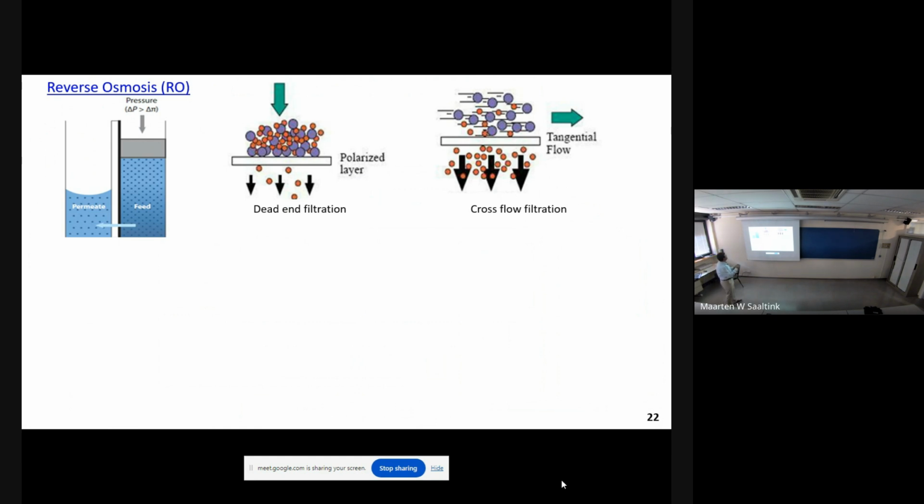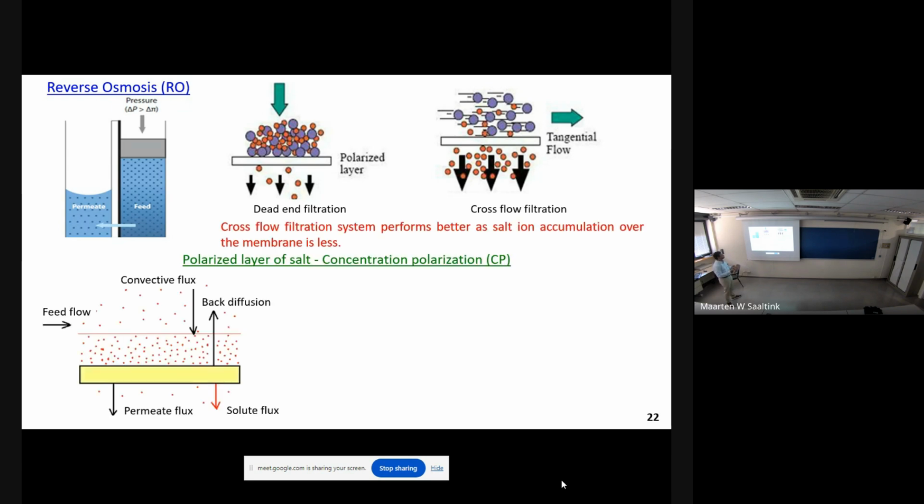Reverse osmosis. Desalination is being done through reverse osmosis, which is, I think, the most cost-effective process. These are the basic things: dead-end filtration and cross-flow filtration. In cross-flow filtration, there is a fluid flowing over the membrane, and that helps reduce the accumulation of salt particles over the membrane. That accumulation of salt particles is known as concentration polarization.